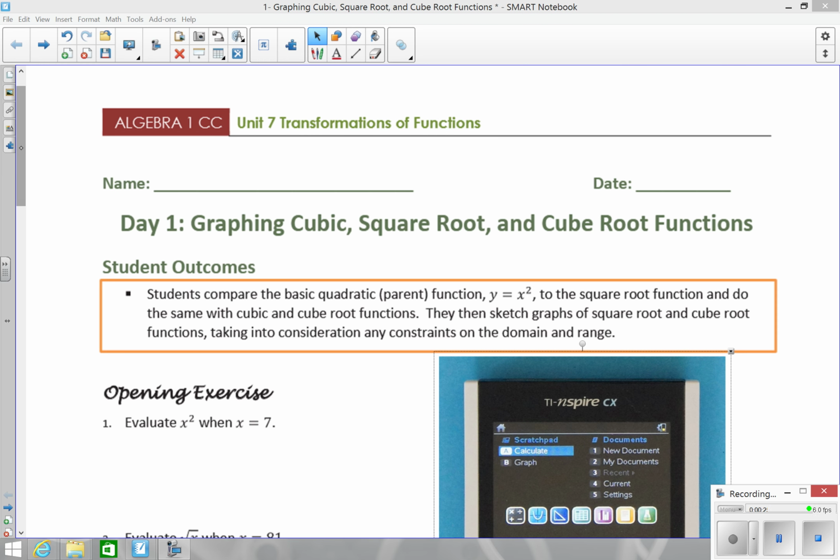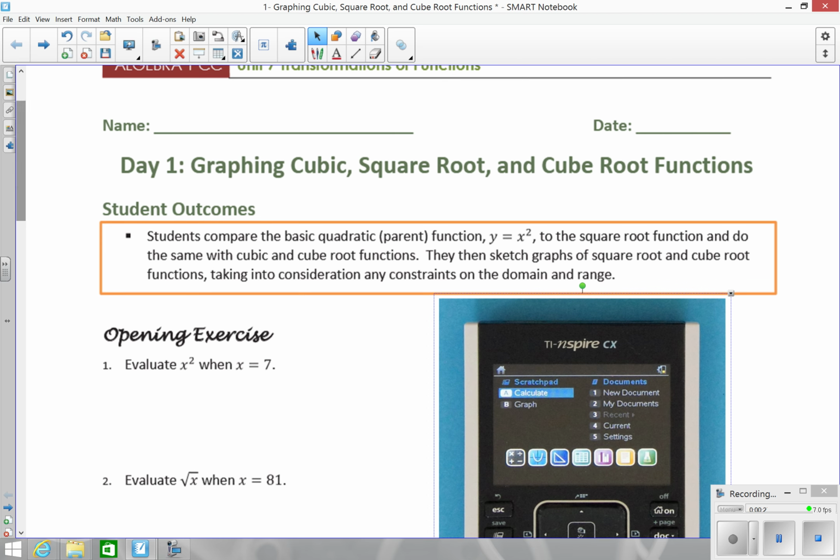So what I want you to do is go ahead and pause this video and take about 3 to 5 minutes and complete the opening exercise, and then when you're all done, hit play, and then we'll go over the answers together. So go ahead, pause the video right now.